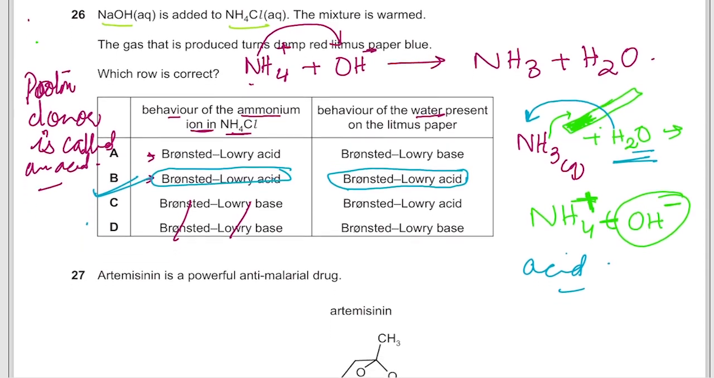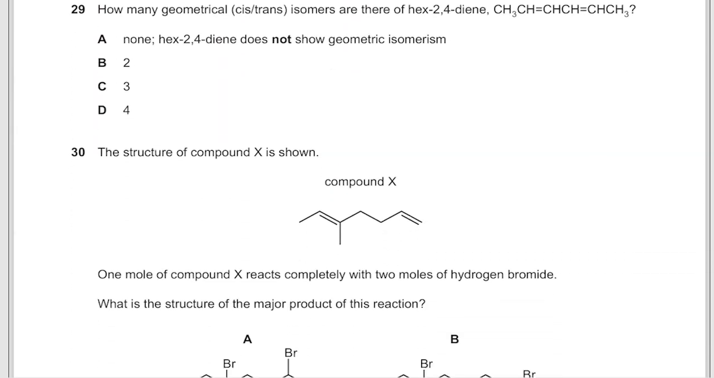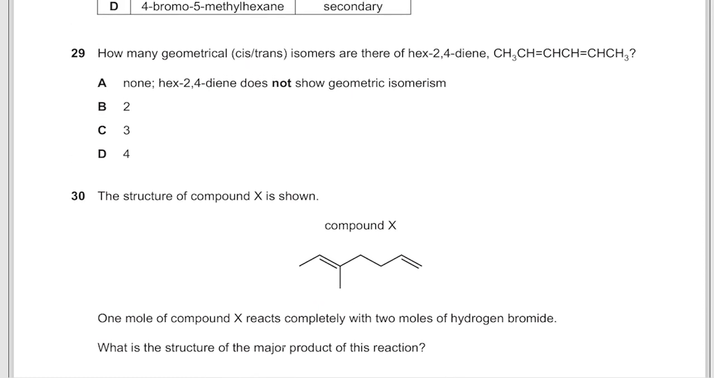Let me see your next query. Okay, this was a question. How many geometrical cis-trans isomers are there of hex-2,4-diene? A, none. Hex-2,4-diene does not show geometrical isomers, or 2, or 3, or 4. So these are the options. First of all, I'm going to draw the structure of hex-2,4-diene, in order to get a good understanding. Okay.